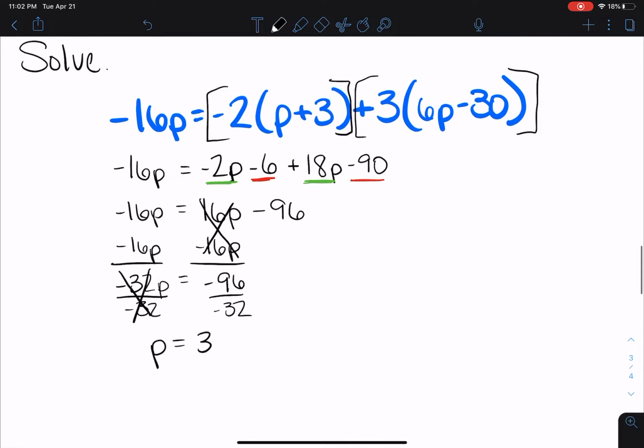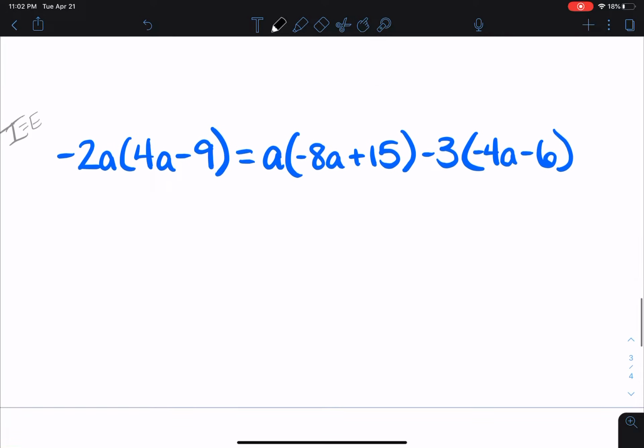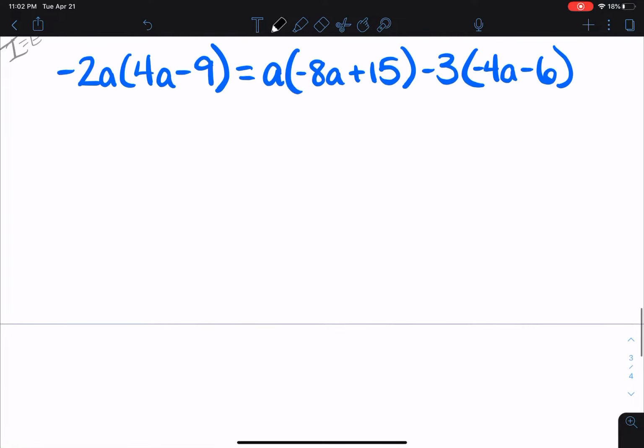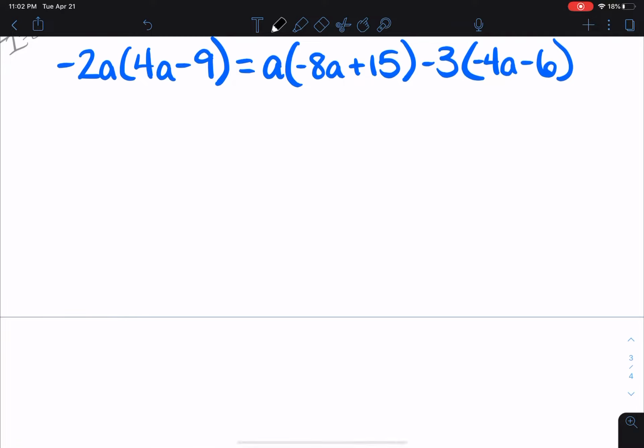So we solved it. We've just shown how we can solve using multiplication to simplify. Let's do one more example. So last example, a little more work, but the same concept. So negative 2a times 4a is going to be negative 8a squared. A times a is a squared. Negative 2a times negative 9 is positive 18a. Negative 2 times negative 9 is 18.